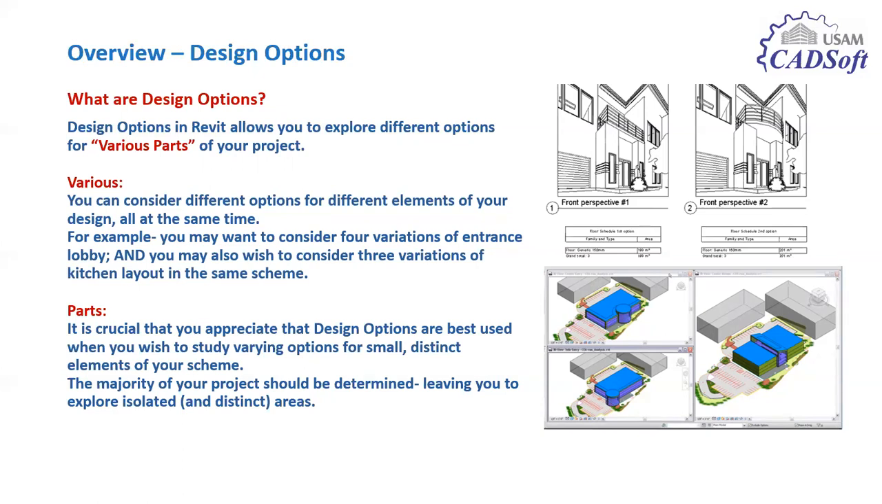And parts are basically the small and distinct elements of your scheme. For example, when I say an entrance lobby, the lobby might have a specific feature or a component that changes your design options from one particular design option to another. So with various parts, we need to be very careful, because you're going to have various schemes, and you'll be having them as various parts here. Moving ahead to understand it better.